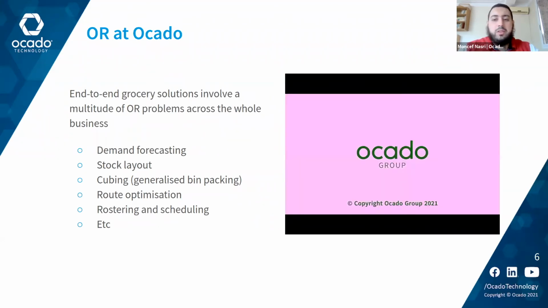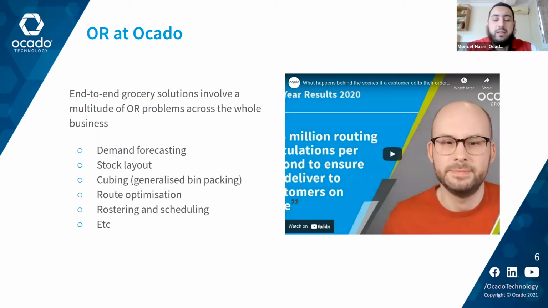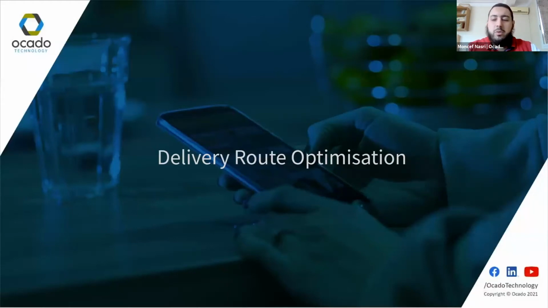So this video shows a bit of what happens behind the scenes when a customer decides to change an order, which is something that they don't really think of as a complicated task. So let me talk about the first problem today, which is delivery route optimization, which is the vehicle routing problem. We also refer to it as the vehicle routing problem.